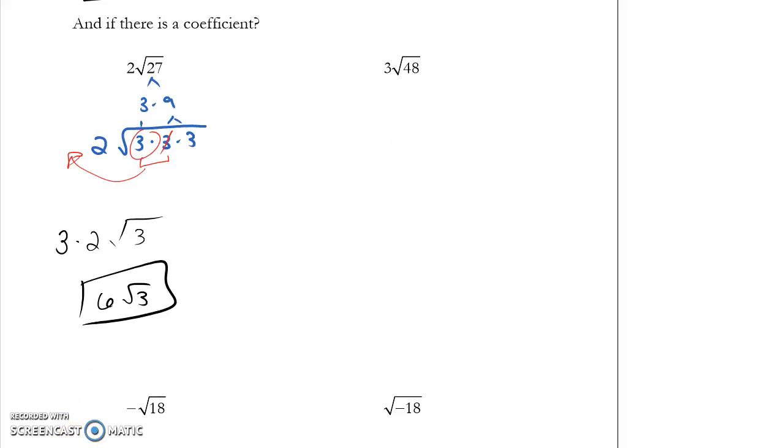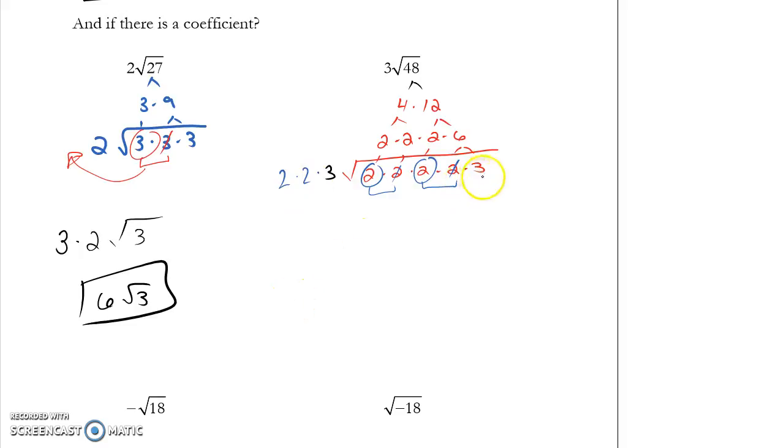Pause and try 3 square root of 48. Hopefully you got to these factors with that 3 out in front. Now you have 1 pair of 2's. Pull a 2 out here. But you also have another pair of 2's, so I can pull a second 2 out in front. That 3 is left over. 2 times 2 is 4. 4 times 3 is 12. Square root 3, and we're done.